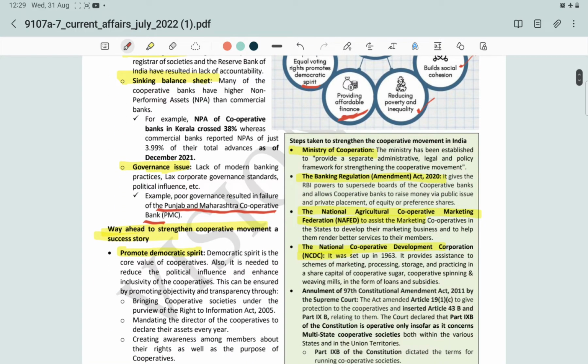What are the steps taken to strengthen the cooperative movement in India? A Ministry of Cooperation was established to provide a separate administrative, legal and policy framework for strengthening the cooperative movement, and the Banking Regulation Amendment Act 2020, which gives the RBI powers to supersede the boards of the cooperative banks and allows the cooperative banks to raise money via public issue and private placement of equity or preference shares as per the Banking Regulation Amendment Act 2020.